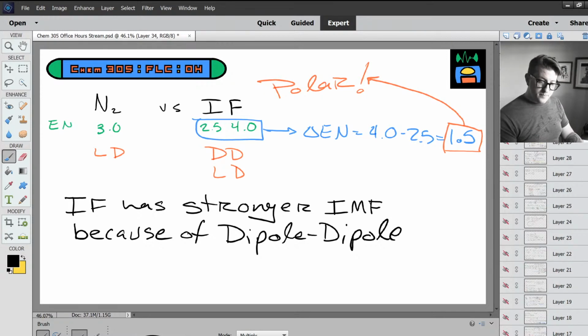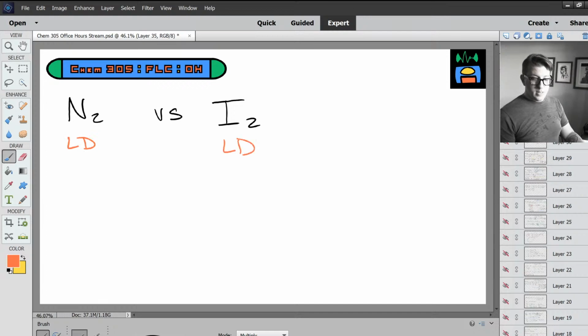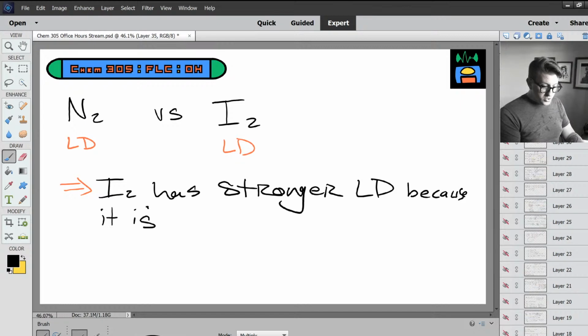All right, but if you were to compare N2 versus I2, all right, N2 just has London dispersion, I2 just has London dispersion, but here I2 has stronger London dispersion because it is larger, i.e. lower on the periodic table.